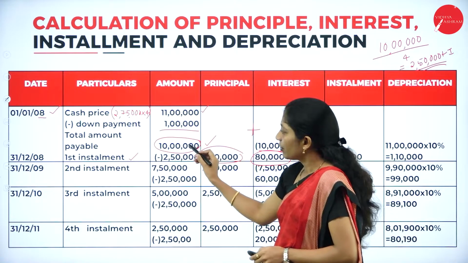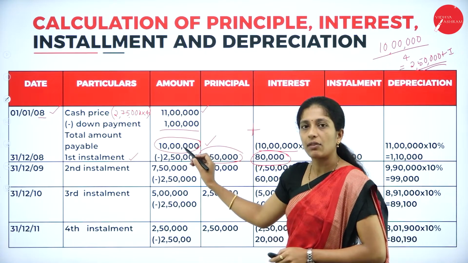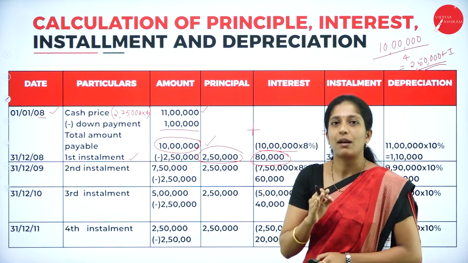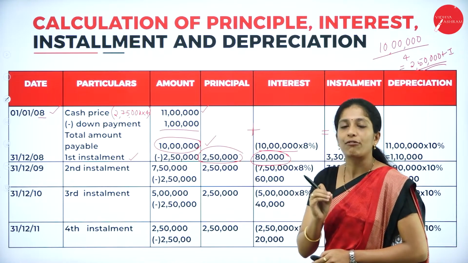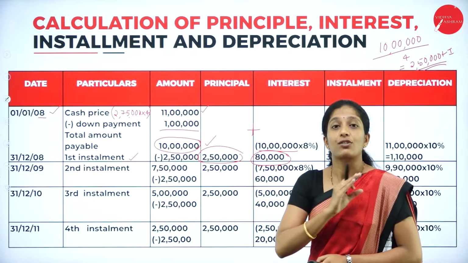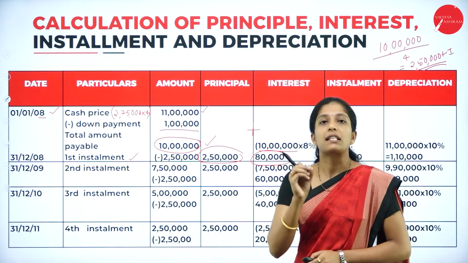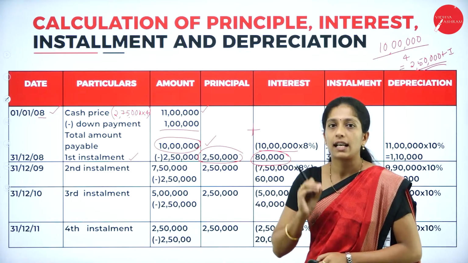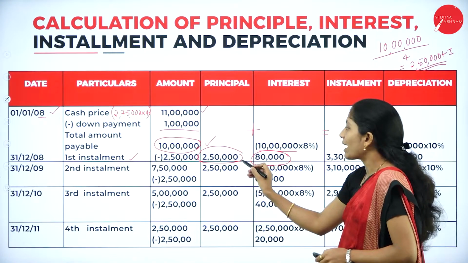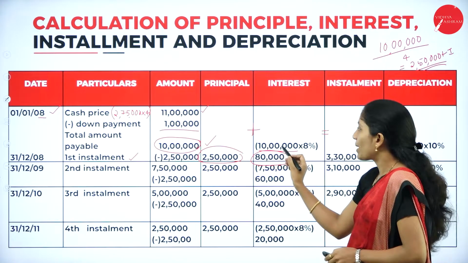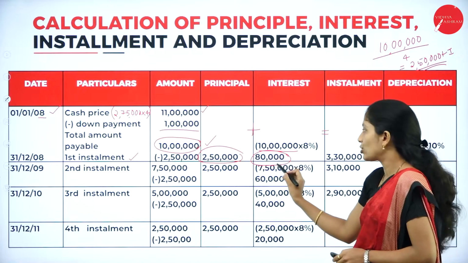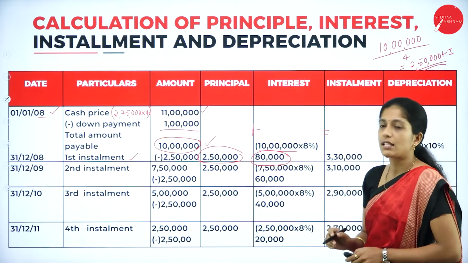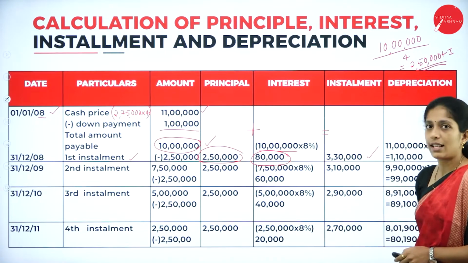So first, we know the amount payable, 10 lakh. Divide that 10 lakh by the number of installments. In this question, it is 4 equal installments. When you divide, you will get 2,50,000. That 2,50,000 is not the installment amount. It is just the principal amount. For that principal amount, we have to calculate interest. So principal amount is 2,50,000. Interest: from amount payable into 8%, we'll get interest 80,000. Add principal amount plus interest, we'll get installment amount, that is 3,30,000.